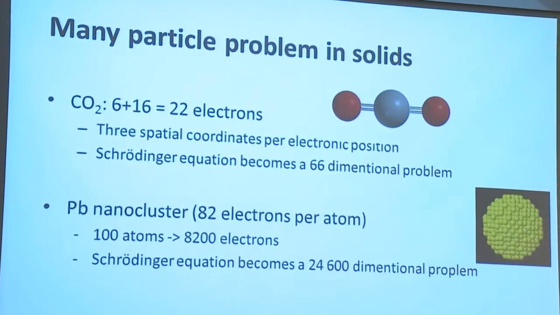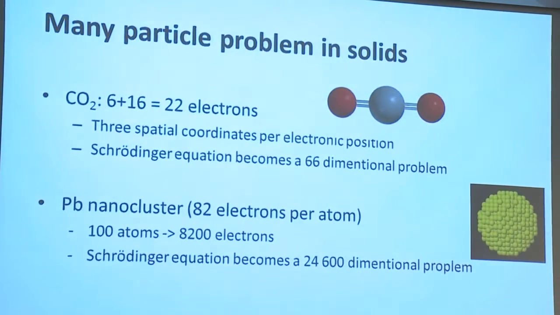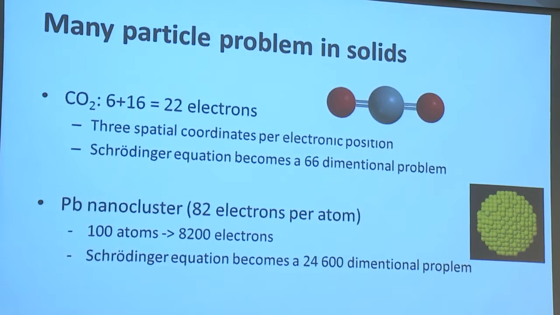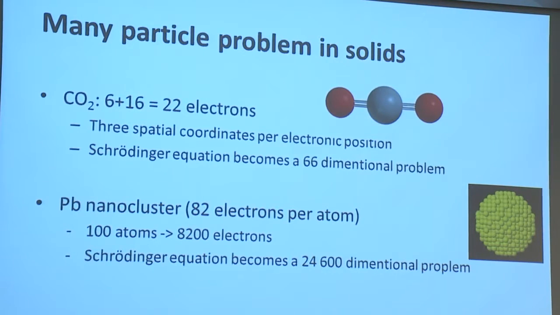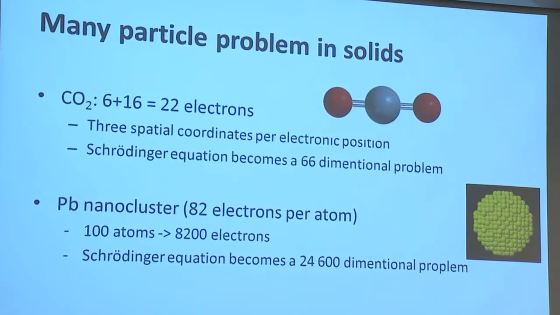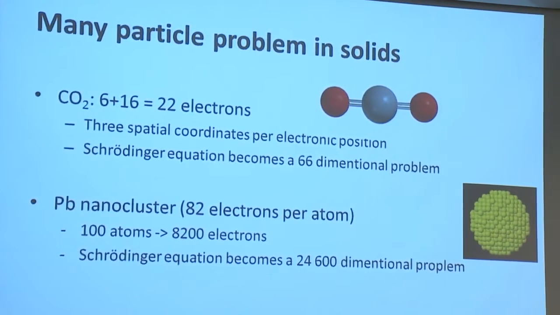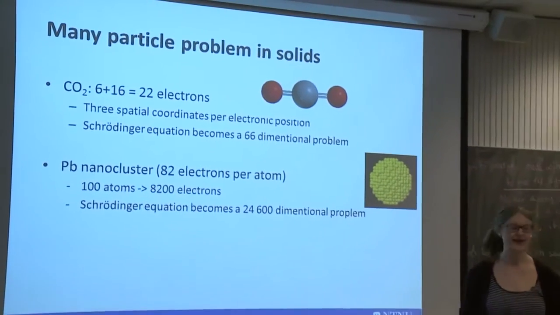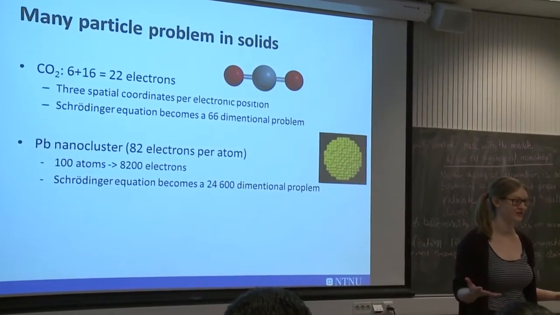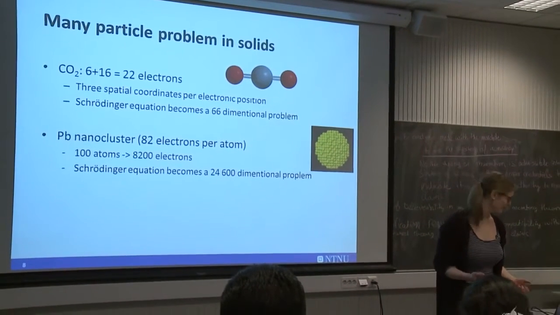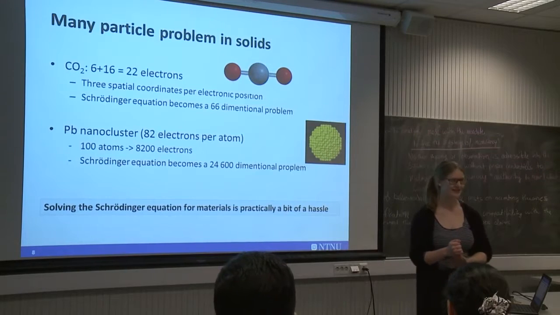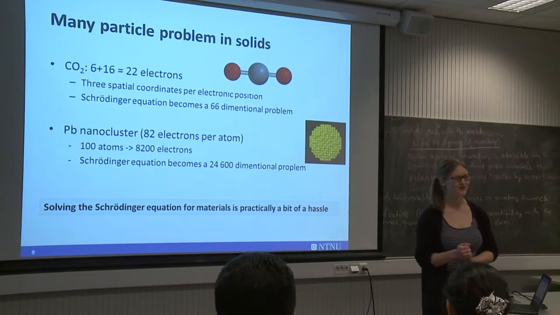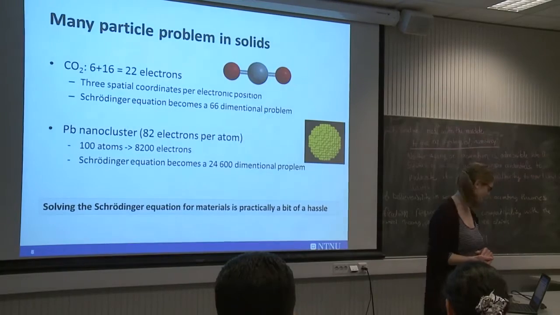Okay? If you look at a nanocluster of lead, each lead atom consists of 82 electrons. So say that the nanocluster has 100 atoms. That means that the number of electrons in the system is 8,200, and multiply that with 3, and you have the dimensions of your problem. So you can see that solving the many-body Schrödinger equation is, for all practical materials, a bit of a hassle.